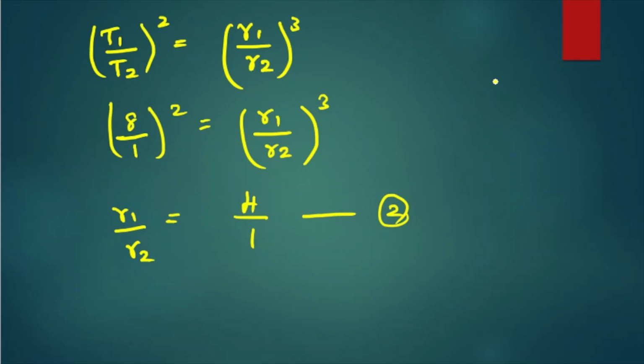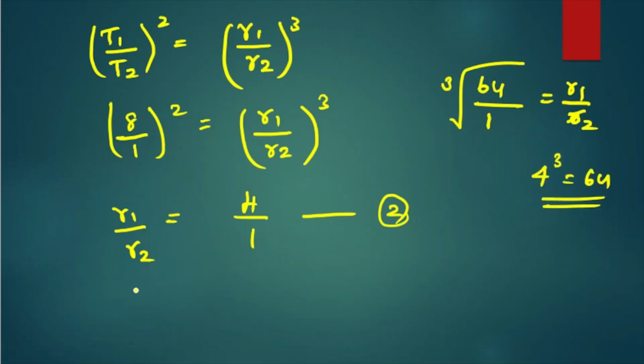So from your first equation and second equation, I am just saying that 64 by 1 is the cube of R1 by R2. The cube root of 64 is just 4, and that is what I have used there. So R1 by R2 is equal to 4 by 1. That is your second equation.